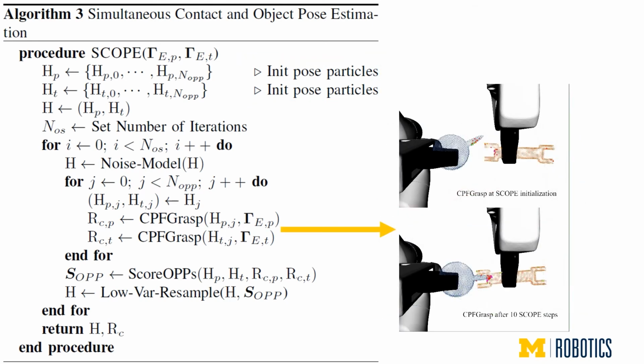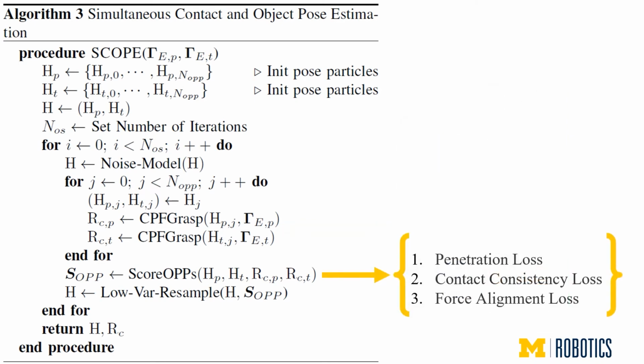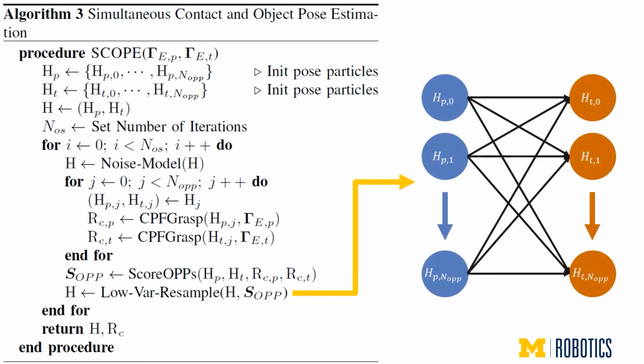Second, CPF grasp is run on each object pose particle in the set of poker pose particles and tool pose particles. Third, we compare each poker pose particle to each tool pose particle and score that pair using 3 loss metrics: a penetration loss, a contact consistency loss, and a force alignment loss. Finally, we select the n highest scoring pairs and resample among them, then repeat this method for a prescribed number of iterations to converge to an estimate of contact location and object poses.